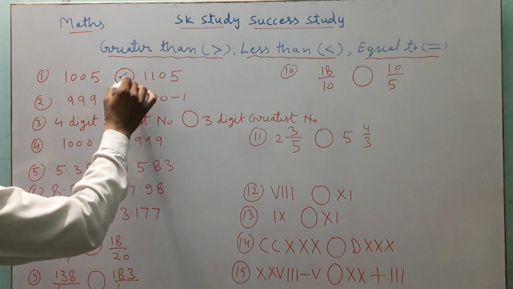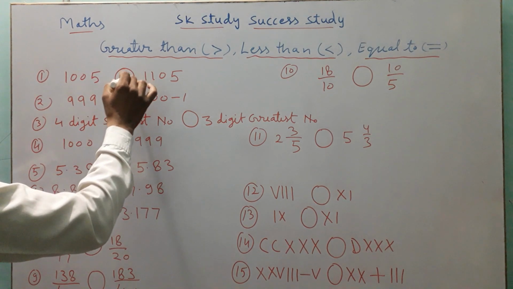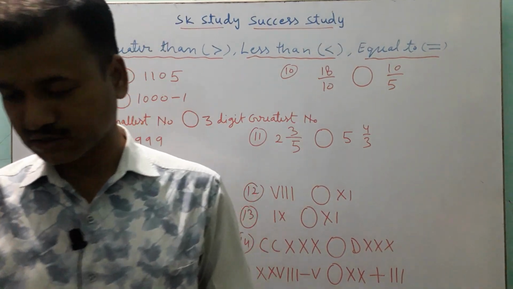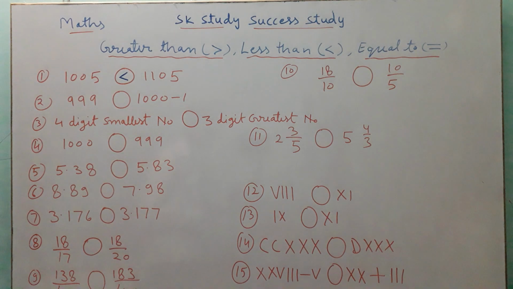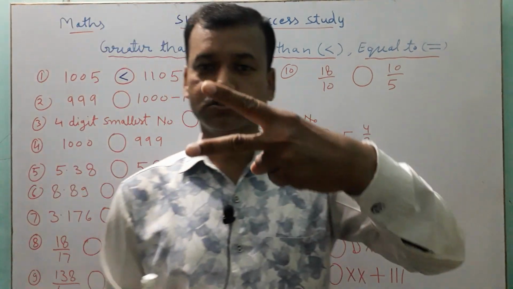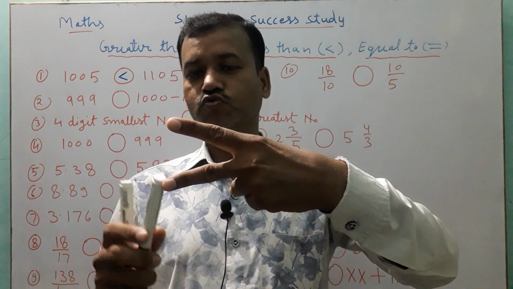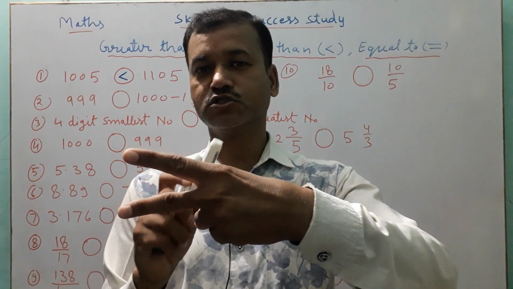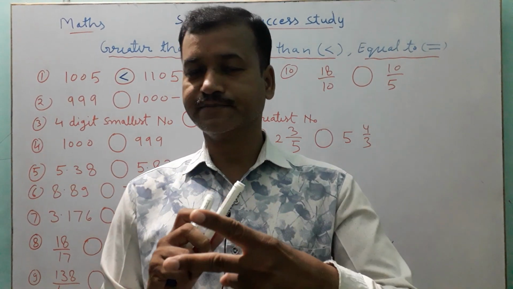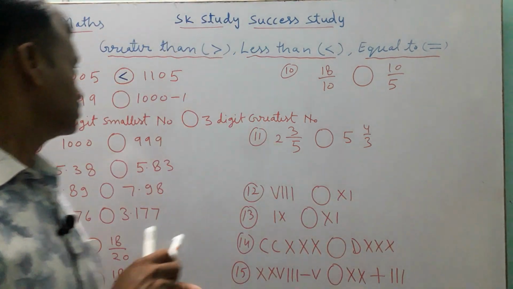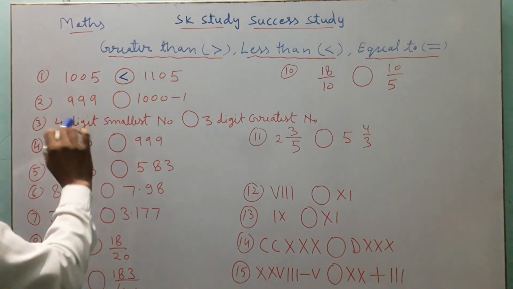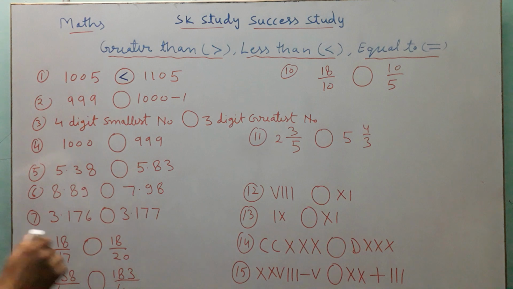This is the greater number. Greater sign, less than and smaller than sign, how we identify this? Two lines show greater and one line means vertices, so smaller. This symbol is towards the greater number and this symbol is towards the smaller number.